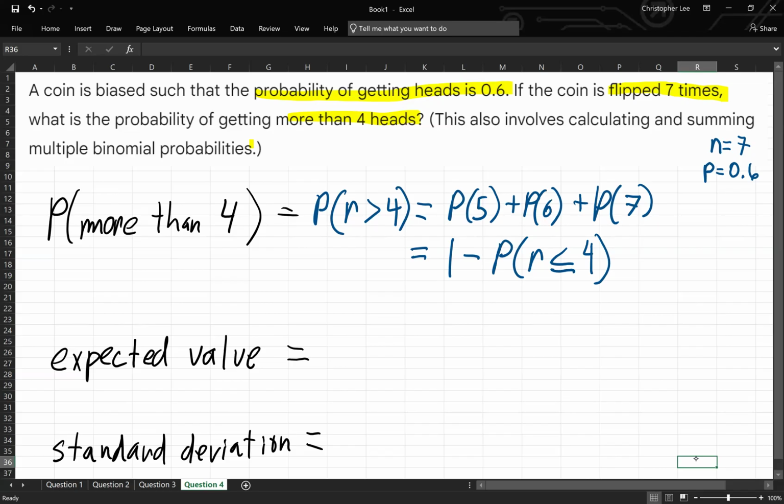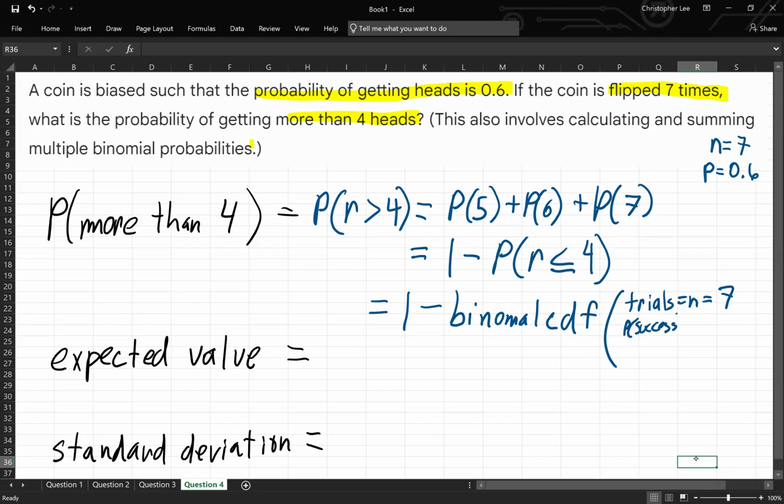All right. So very simply in your calculator, this should be 1 minus the binomial CDF, where your trials is your N, which in this case is 7. Your probability of success is your P, which is 0.6. And your X, or your R value, that should be 4. All right. Input it in the calculator, boom, boom, boom, and it should give you the answer. I'm going to get the answer right here. And then I'm going to highlight it for you. Just going to do it right here real quick.